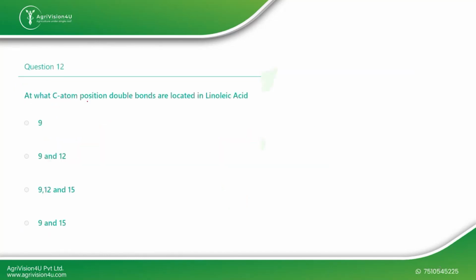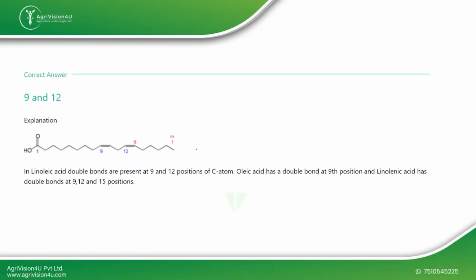The next question is, at what carbon atom position are the double bonds located in linoleic acid? All of you know that we have fatty acids, in which you have essential fatty acids and non-essential fatty acids. In the essential ones you have linoleic and linolenic. Here the question is regarding the structure, where the double bond is located. You will have an unsaturated fatty acid over here. So we will see the structure. In this structure, what you can observe is that at the ninth carbon and at the 12th carbon, you have the double bond. You can see over here, here and here, you have the double bond.